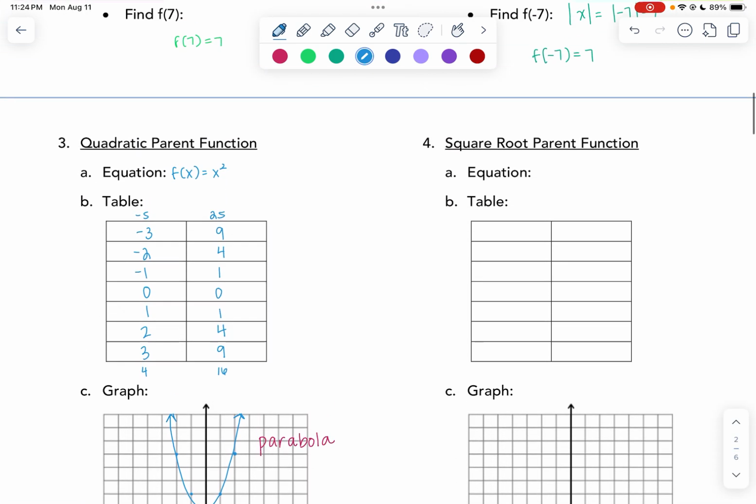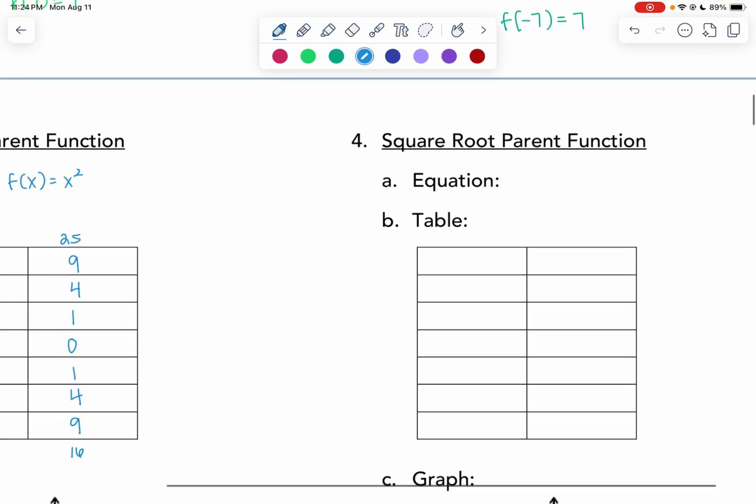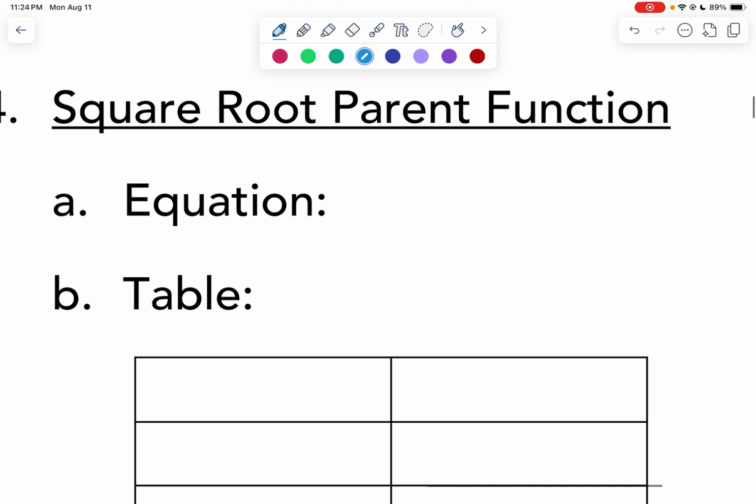And now we're on to the square root parent function. Now, the square root parent function is also known as the inverse of the quadratic parent function. Now, we'll talk more about inverses later, but what you do need to know is that it's going to flip several of our numbers and several of our coordinates. So the square root parent function is f of x equals the square root of x.